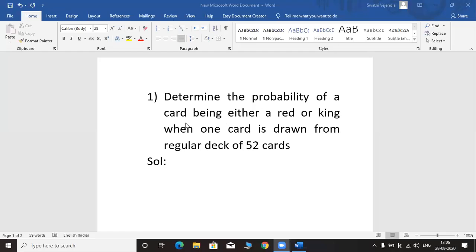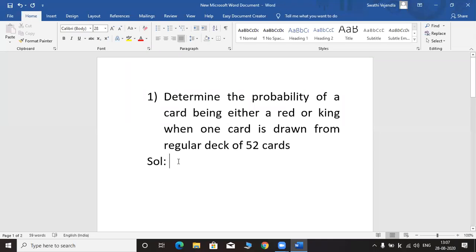So read this problem. We have to solve this problem now. Determine the probability of a card being either a red or king when one card is drawn from a regular deck of 52 cards. So how can we solve this problem? We have to find the probability of a card being either a red or a king. Okay, how many cards do we have? 52 cards. The total number of cards is equal to 52.